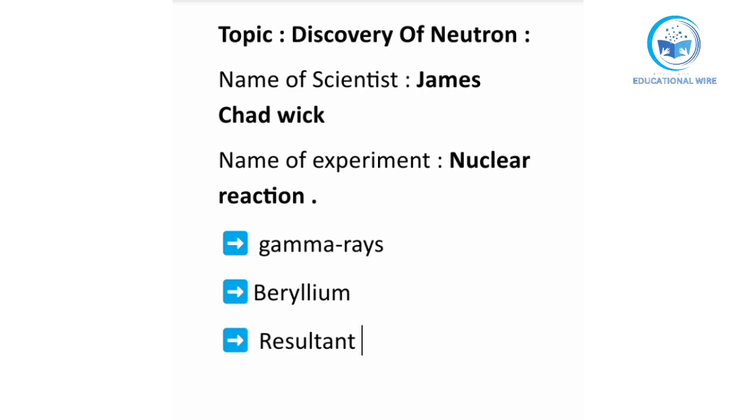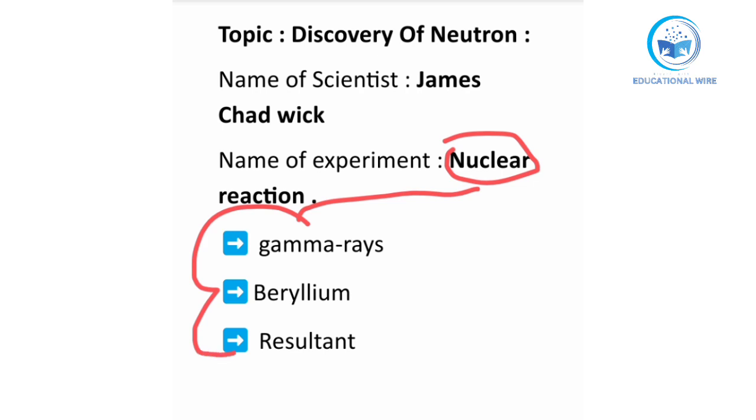First of all, what happens here, we were having nuclear reaction. In nuclear reaction we are having three things: gamma rays, beryllium, and the resultant. In gamma rays, we are having double positive charge. Why do we have double positive charge? Because of the helium nucleus. Because in a helium nucleus we are having double positive charge.